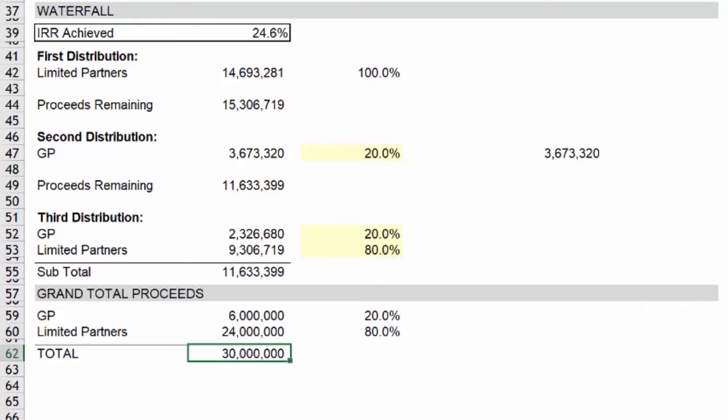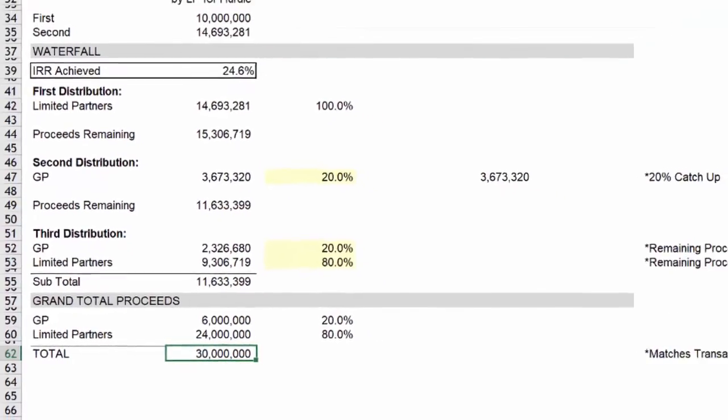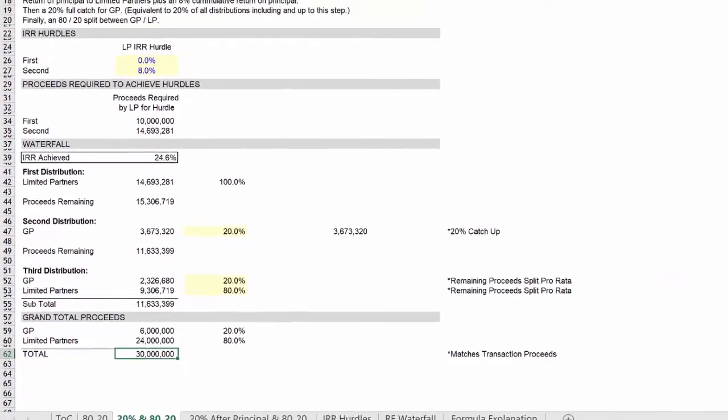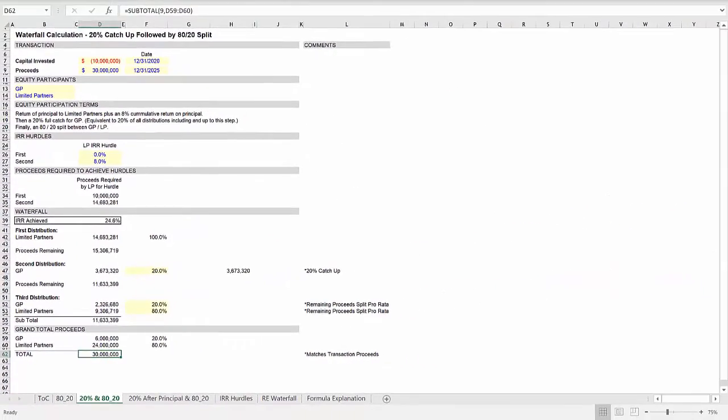All right, guys. We have one more minor tweak before this video series concludes. But at this point, we have a fully functional waterfall. It's just a little bit more favorable to the GP than what might otherwise be expected. And I'll explain why that is in the next example.